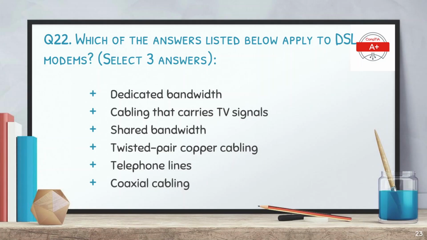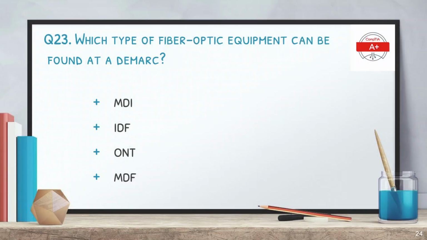Question number 22 is which of the following answers listed below apply to a DSL modem? And again we have to select three answers. The options are dedicated bandwidth, cabling that carries TV signals, shared bandwidth, twisted pair copper cabling, telephone lines, and coaxial cabling. And the correct answers are dedicated bandwidth, twisted pair copper cabling, and telephone lines.